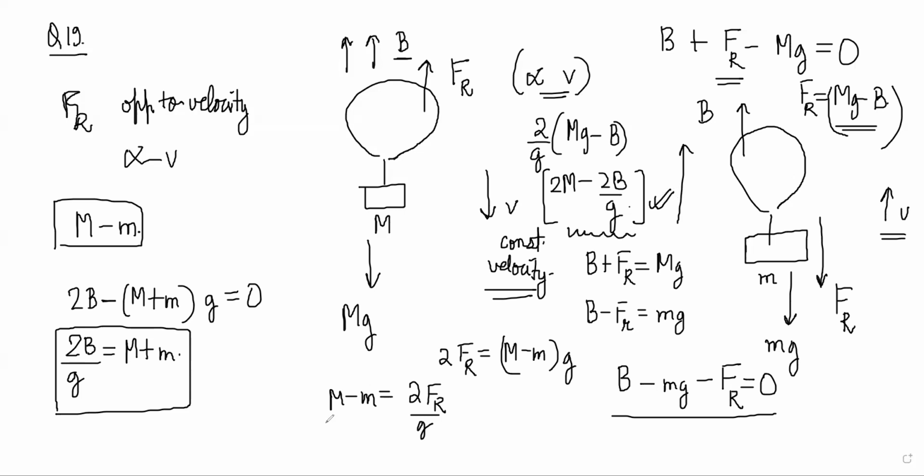You are getting m minus m value. You are just not writing it in terms of Fr. You are writing it in terms of mg minus b. From the two equations only we have gotten everything. Something weird has happened. Do you understand what is happening? Yes, sir.